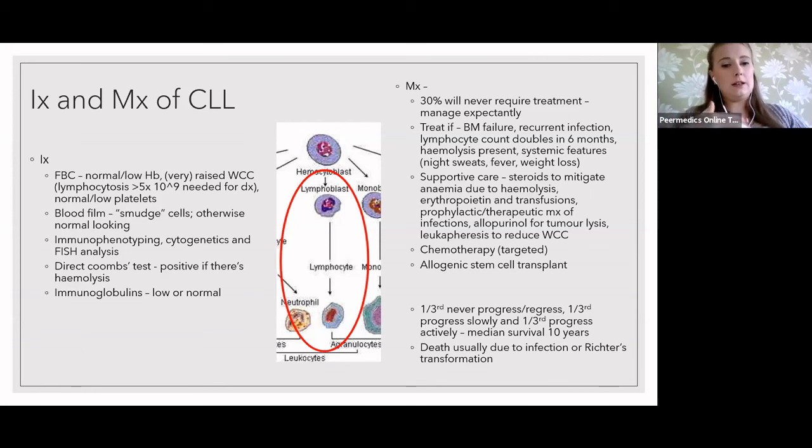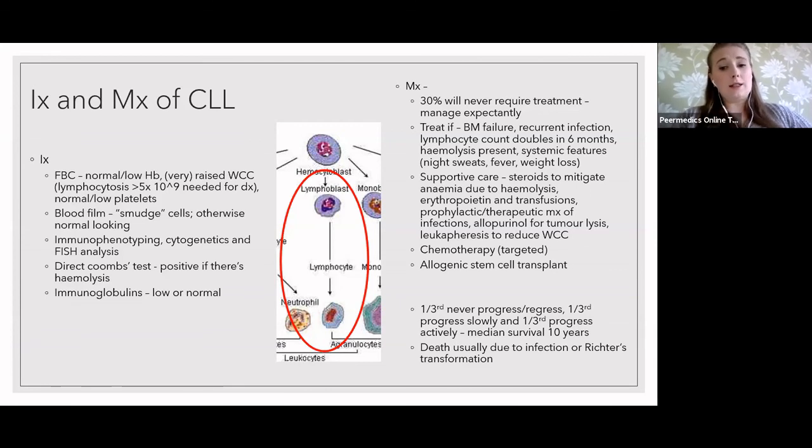It is still a malignancy, so it's a bit of a weird paradox that you are still more susceptible to infection because your immune system is in a state of immunosuppression, but not to the extent you get with the acute ones. So if you get a patient with recurrent infections, you're thinking this is getting pretty bad. If the lymphocyte count doubles in 6 months, if they're starting to get the systemic features, the B symptoms, and if hemolysis is present, then you're thinking, okay, we want to get them on some kind of treatment.